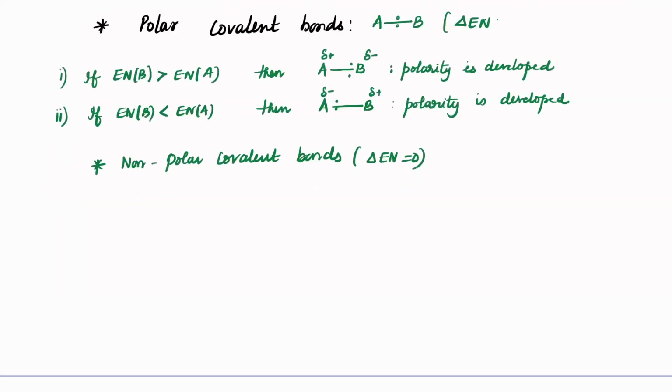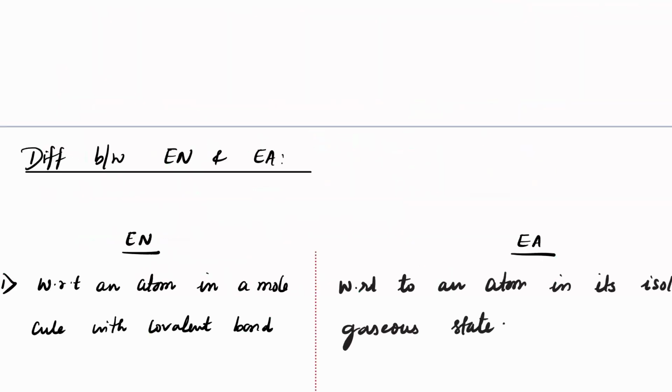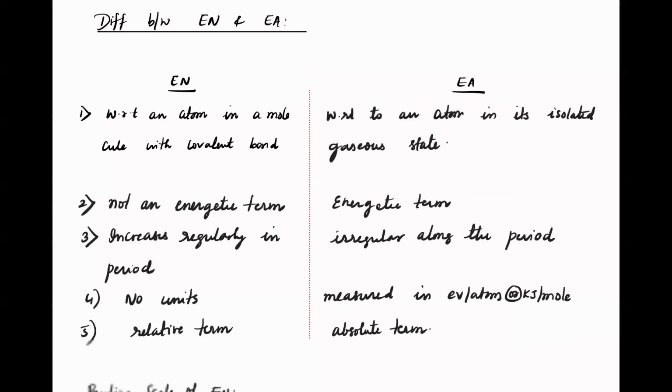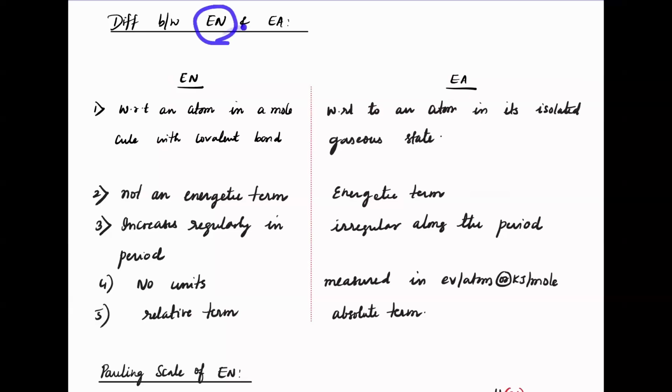whereas the electronegative difference in the above case was greater than zero. That means a bond between chlorine and chlorine, hydrogen and hydrogen, oxygen and oxygen, nitrogen and nitrogen. All of these are non-polar covalent bonds. Correct? Now, let me quickly give you a glimpse of what is the difference between electronegativity and electron affinity.